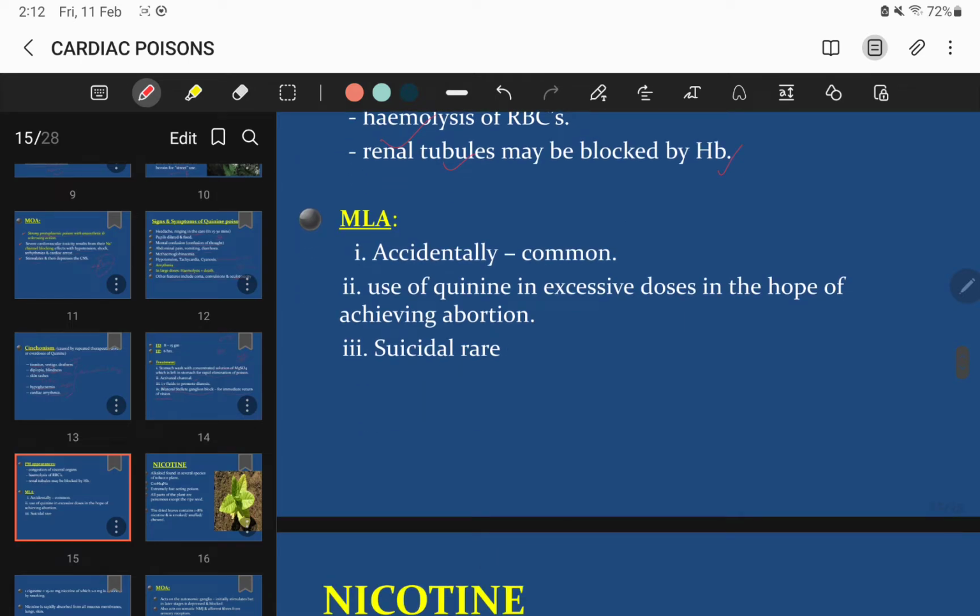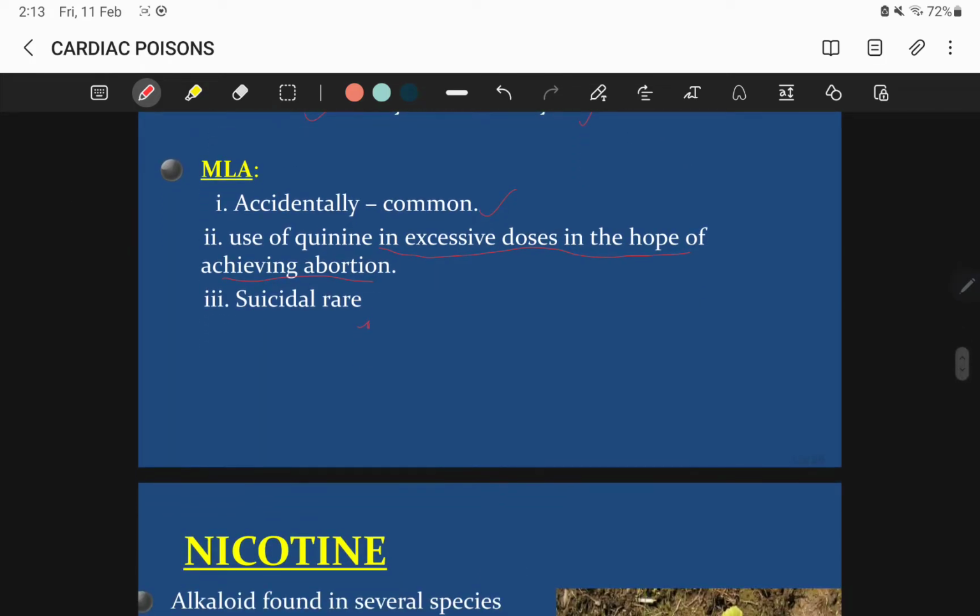What is the medicolegal importance? It can be due to accidental poisoning. Also, some people use quinine in excessive doses in the hope of achieving abortion. It can also be used for suicide, but that is rare. Nobody goes to a shop and buys an anti-malarial drug and eats it, which is very rare, but possible. So accidental quinine poisoning is more common.